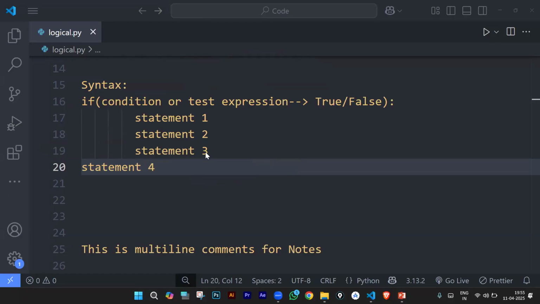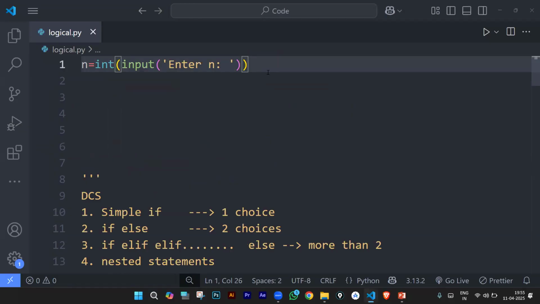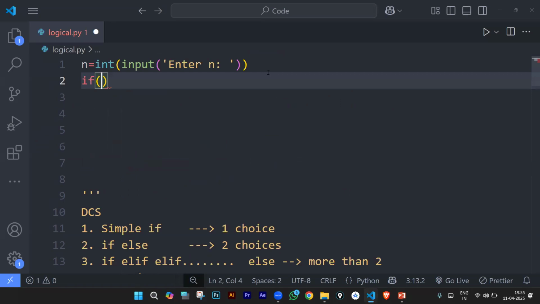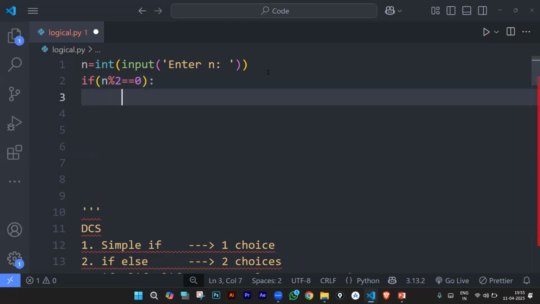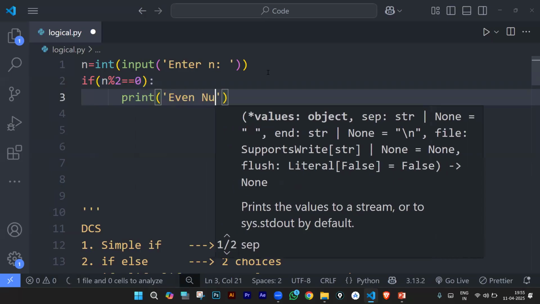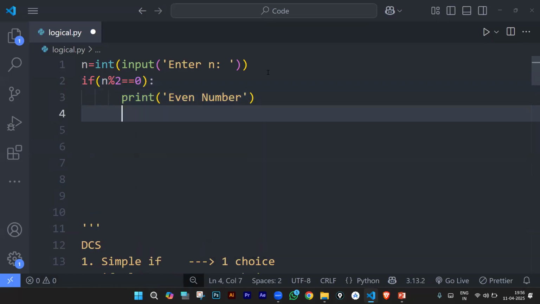Now let's go ahead and write the code for it. First, I need to use the keyword if, then open and close parenthesis. Inside the parenthesis, I need to write a condition. What is the condition? n modulus 2 double equal to 0. If n modulus 2 is equal to 0, then have a colon there. If that is true, have some indentation. Inside the if, what do I have to print? I want to print even number. This is my first statement.